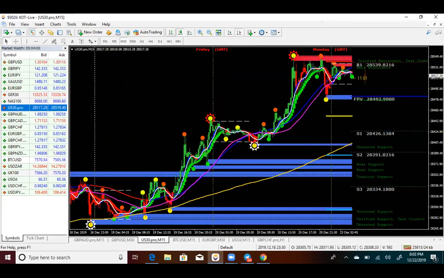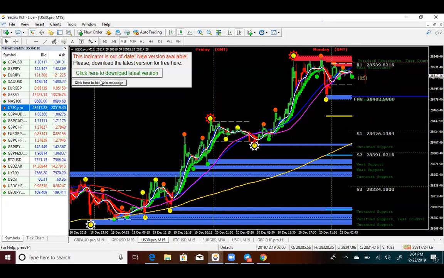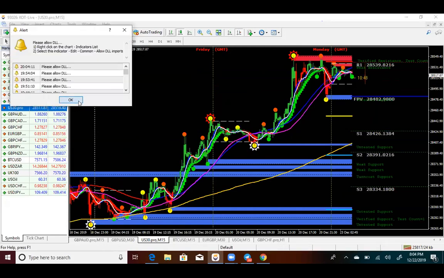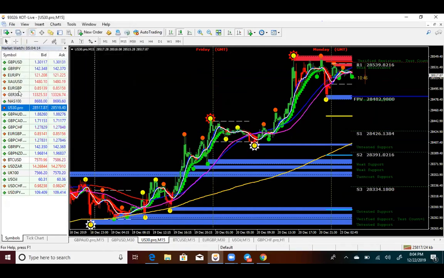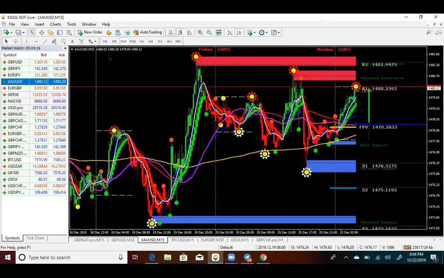US 30 has not dropped yet, but we'll probably see US 30 continue to rise after it drops a little bit more, after gold is done doing its thing over there. After gold finishes doing its little jump, we'll look for that to drop and US 30 to rise again.